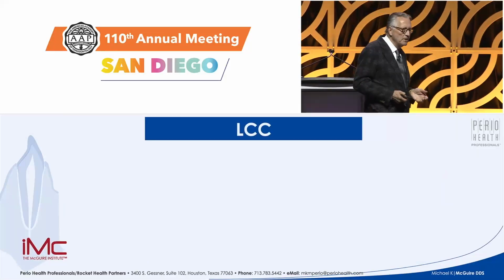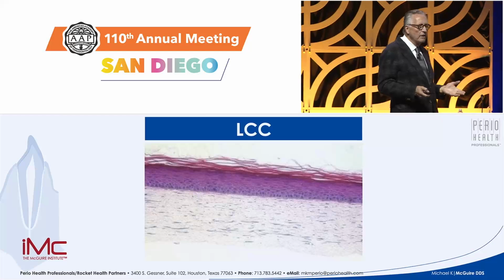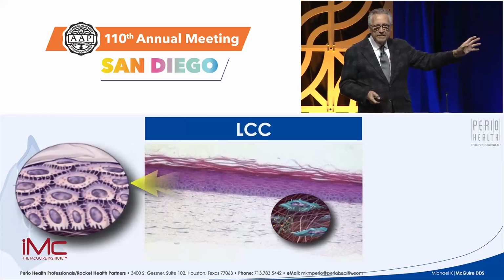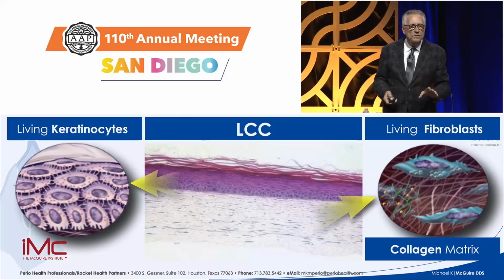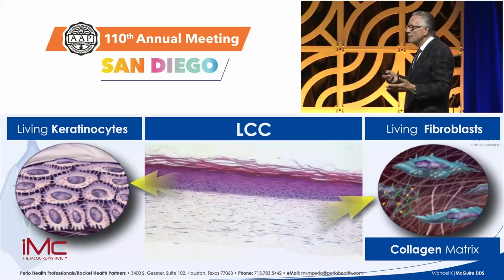Very interesting material. It's 2 layers. The upper layer is composed of living keratinocytes. The lower layer composed of living fibroblasts. They're producing collagen.